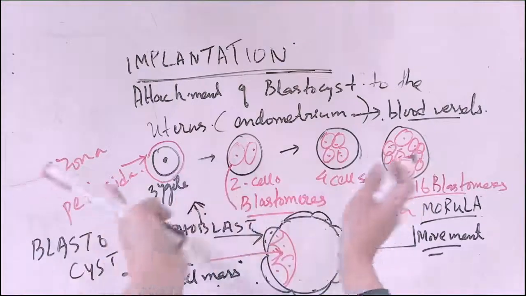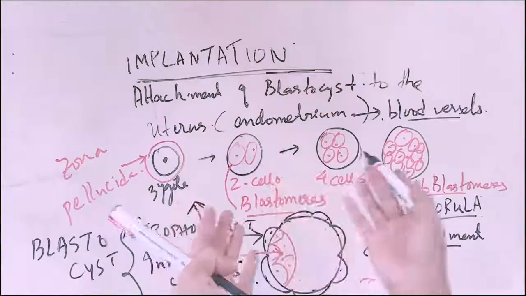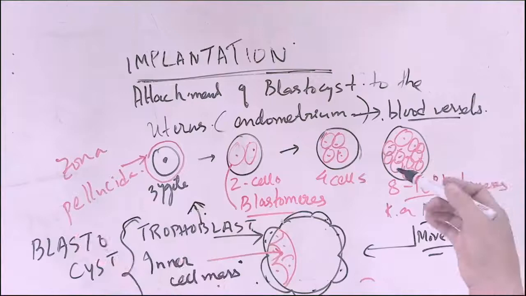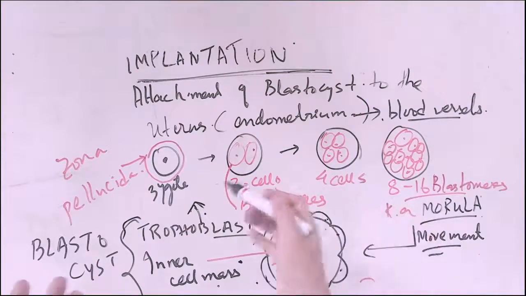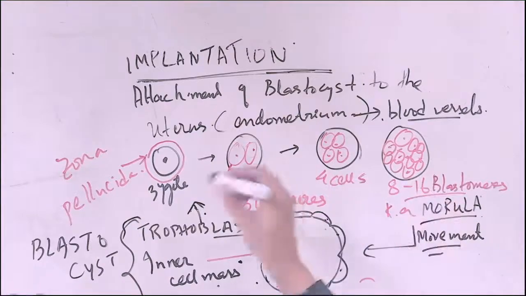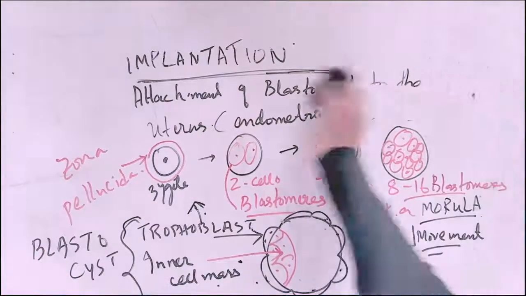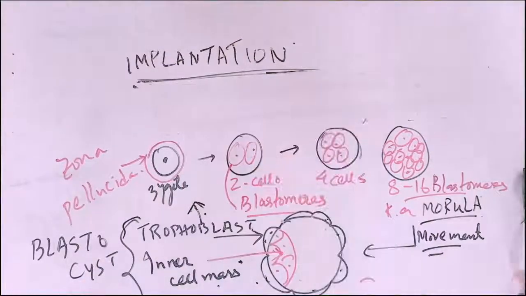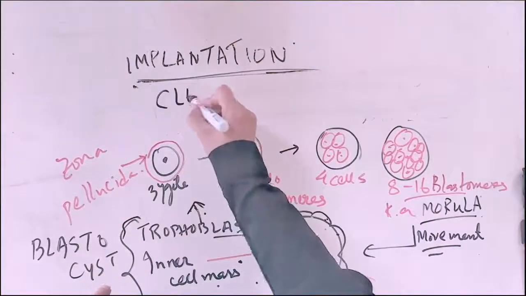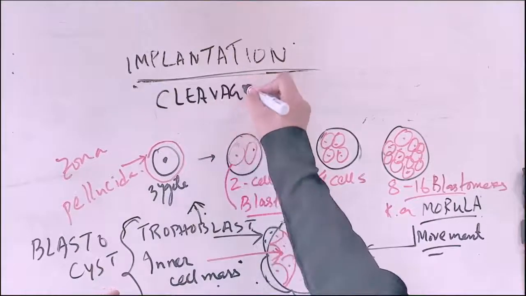And this division is known as what? The zygote starts dividing to form 2, 4, 8, 16 cells, the 2 cell stage. What is this division known as? It is known as what? Cleavage. So what is cleavage?